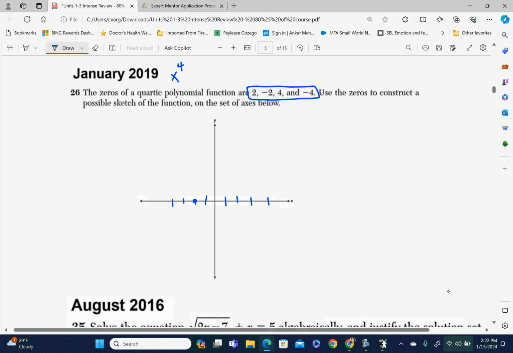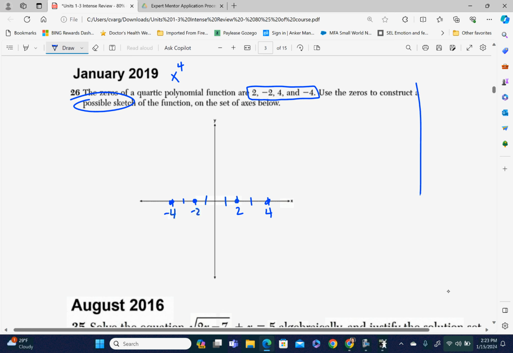So if I go to -2, I put a dot. I should label it. +2, put a dot, 4 and -4. So at 4, there's also another 0, and at -4, there's another 0. So it's telling us the zeros, and they're asking us to construct a possible sketch. So we've done this before.